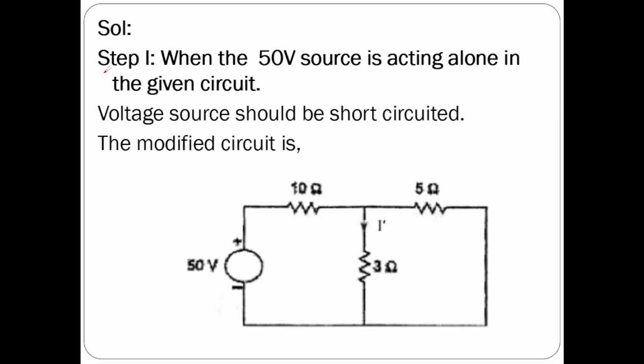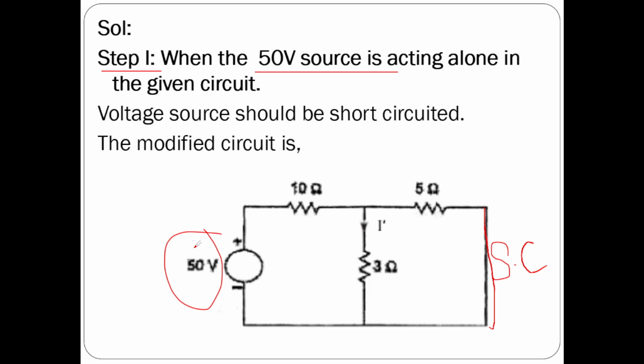So first of all, I am going to assume only the 50 volt voltage source is there in the circuit. For that I have removed the 25 volt voltage source and replaced it with a short circuit. Only the 50 volt voltage source is acting alone in the given circuit. So this is my modified circuit.